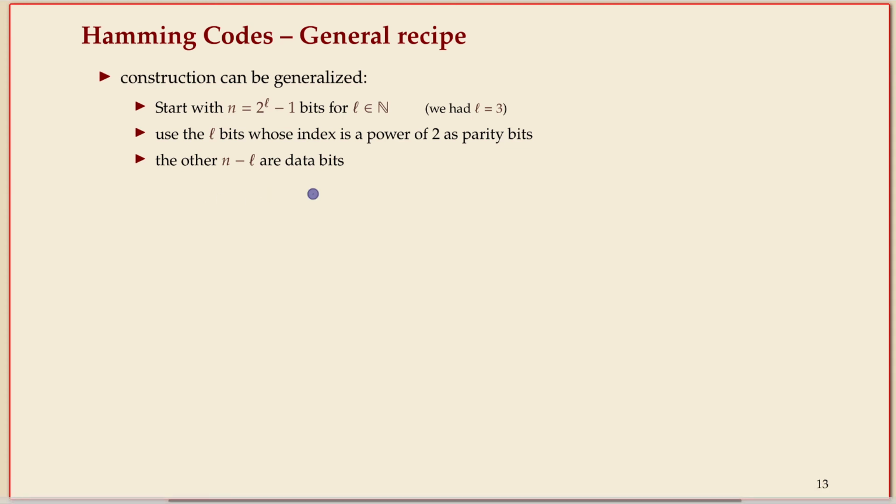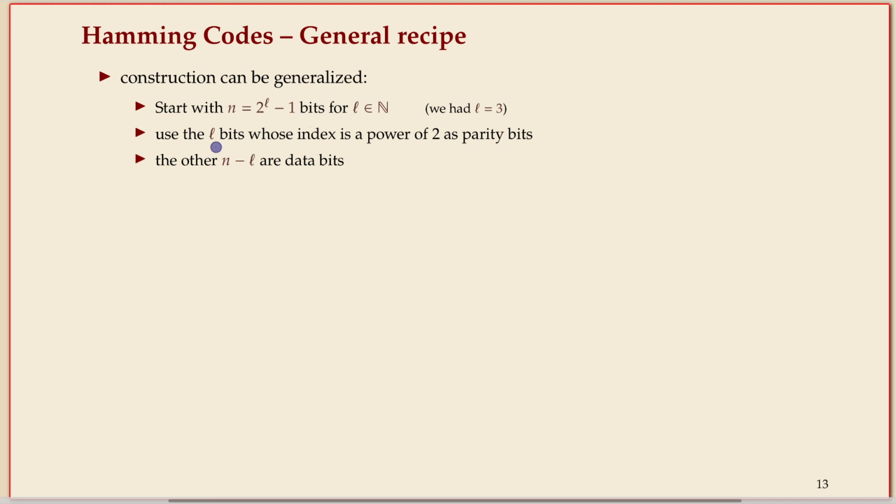Lastly, what I showed you is one instance of a general recipe. It's the smallest such code, if you want. In general, we can start with that number of bits. So we have a block size that's 1 less than a power of 2. Why that? Because then we can use these checking bits to address any position in there, plus the one that we need to say no error occurred.